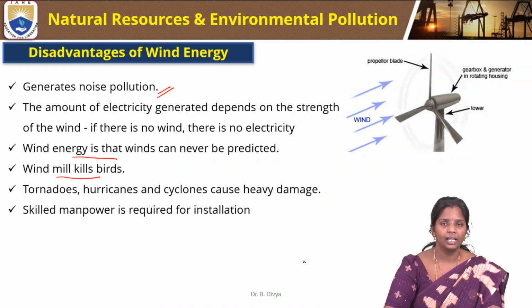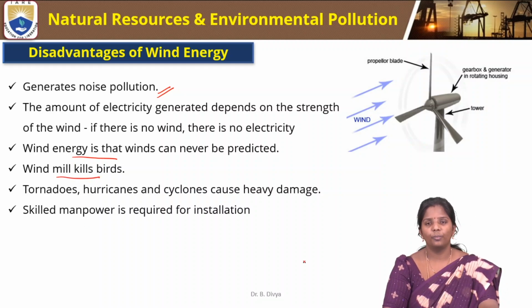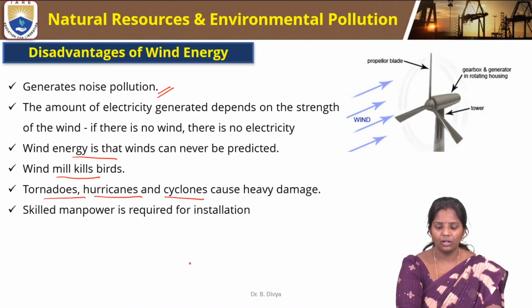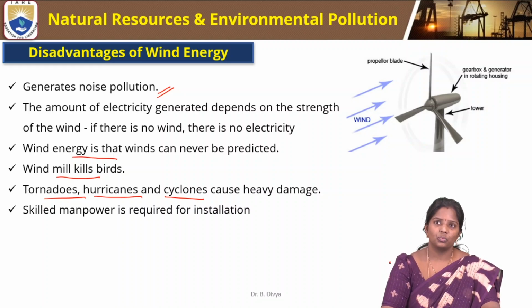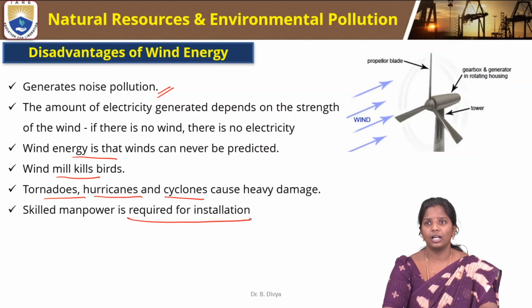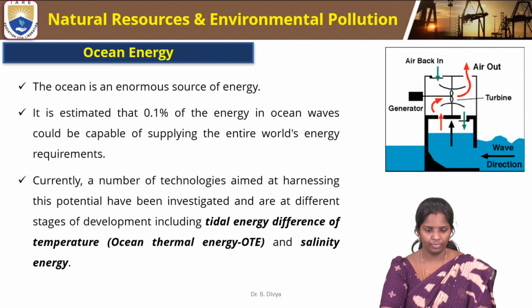And windmills kill birds. The birds don't understand that this is a harmful place to move, so the moving turbines can harm them. Tornadoes, hurricanes and cyclones can also damage wind turbines heavily. And skilled manpower is required for installation, because knowledge is very important for installing these turbines.